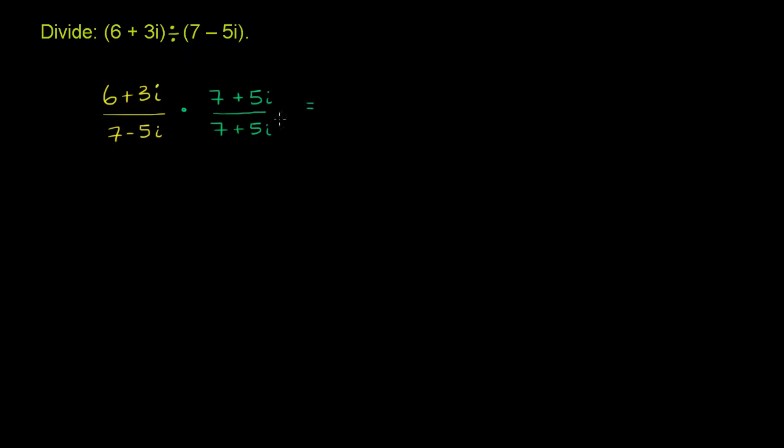So let's multiply this out. Our numerator, we just have to multiply every part of this complex number times every part of this complex number. You can think of it as FOIL if you like. We're really just doing the distributive property twice. We have 6 times 7, which is 42. And then we have 6 times 5i, which is 30i, plus 30i.